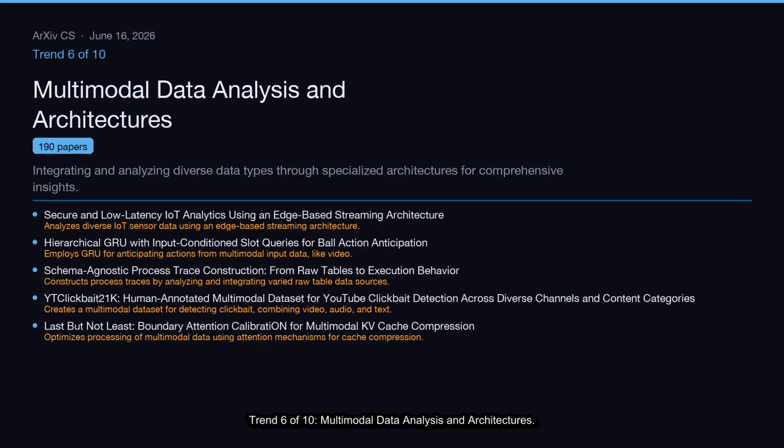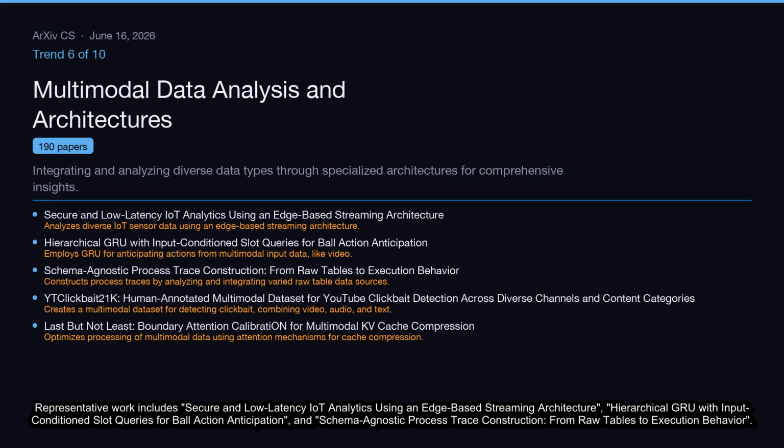Trend 6 of 10, Multimodal Data Analysis and Architectures. Integrating and analyzing diverse data types through specialized architectures for comprehensive insights. This cluster covers 190 papers. Representative work includes secure and low-latency IoT analytics using an edge-based streaming architecture, hierarchical GRU with input condition slot queries for ball action anticipation, and schema-agnostic process trace construction, from raw tables to execution behavior.